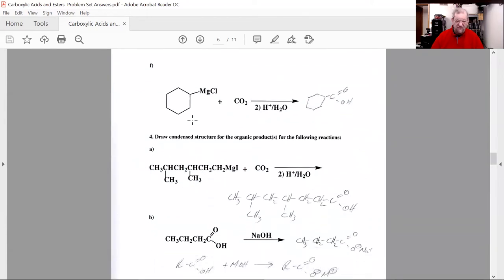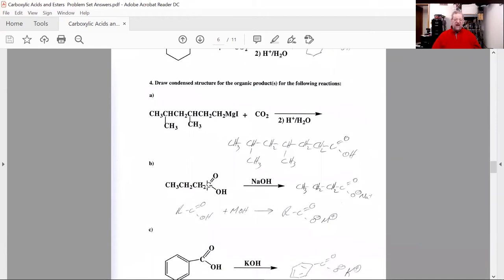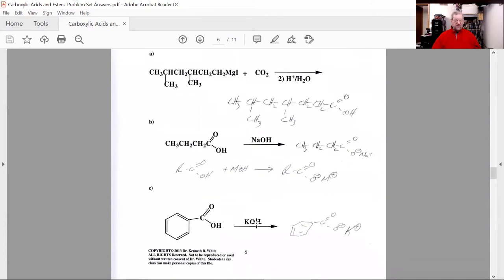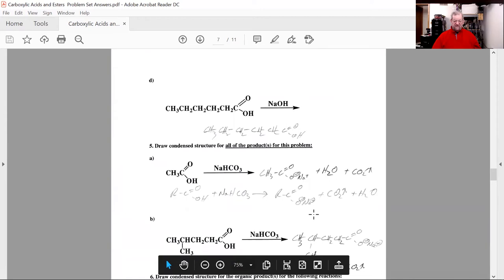And if I make it real fancy, like here, here's my R group, and I have one more carbon, and I have my carboxylic acid. Now, reactions of carboxylic acids. Carboxylic acids are acids. Our acids react with a base. You get the carboxylate anion. Here's the general reaction. Same thing here. The only difference, instead of sodium, I have potassium hydroxide. Therefore, I get the potassium carboxylate anion.